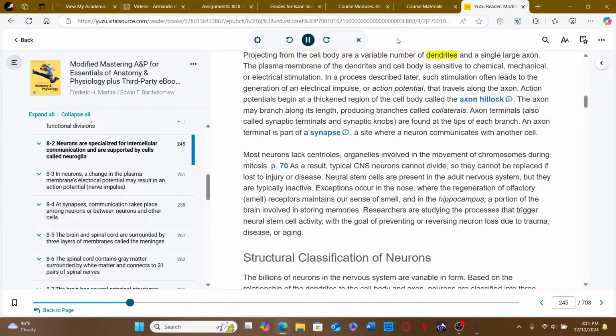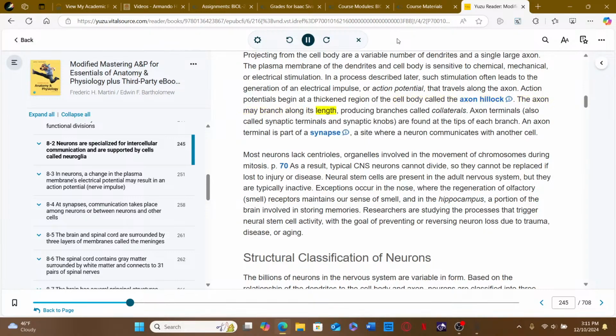Projecting from the cell body are a variable number of dendrites and a single large axon. The plasma membrane of the dendrites and cell body is sensitive to chemical, mechanical, or electrical stimulation. In a process described later, such stimulation often leads to the generation of an electrical impulse, or action potential, that travels along the axon. Action potentials begin at a thickened region of the cell body called the axon hillock.